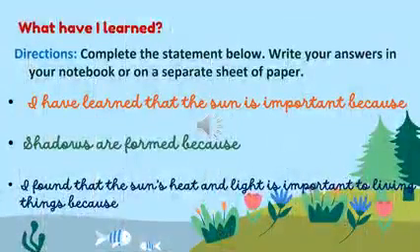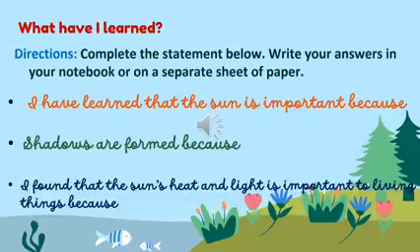What have I learned? Direction: complete the statement below. Write the answers in your notebook or on a separate sheet of paper. Number one, I have learned that the sun is important because blank. Next question. Shadows are formed because blank.